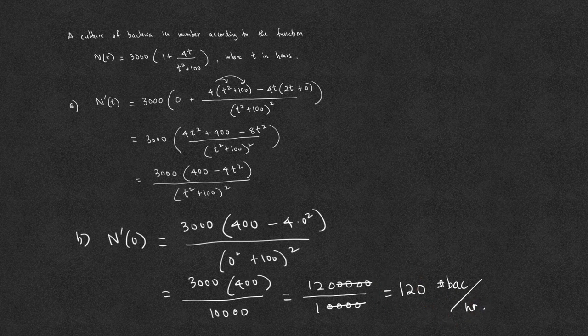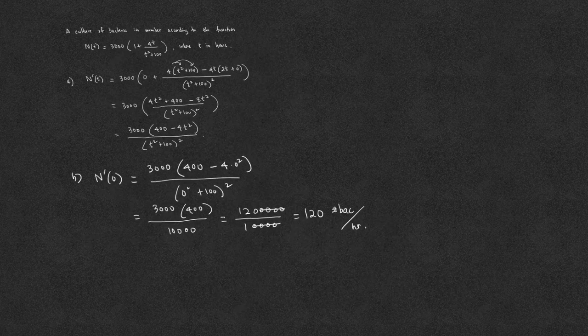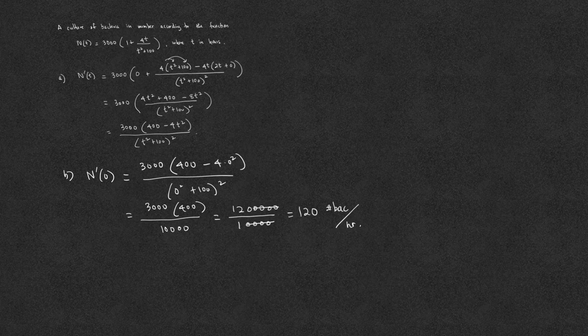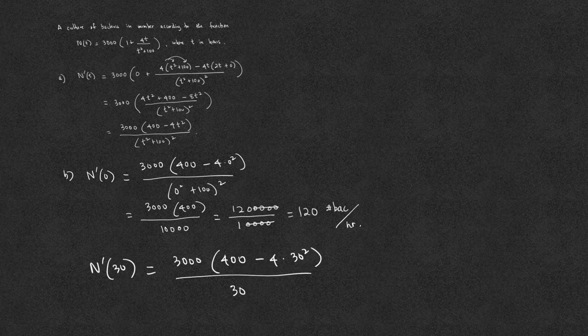To evaluate N prime of 30, we simply plug 30 into the derivative N prime. 3000 times 400 minus 4 times 30 squared over 30 squared plus 100. Don't forget to square it. Put this in the calculator. We will see that it is negative 9.6, and the unit is the number of bacteria per hour.